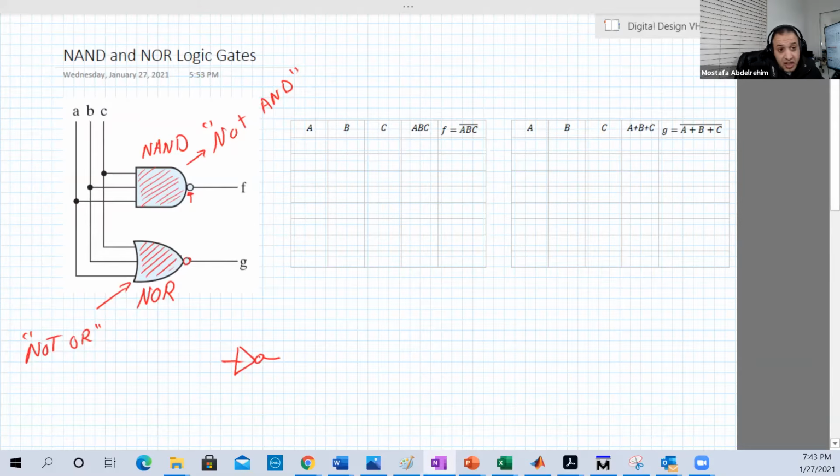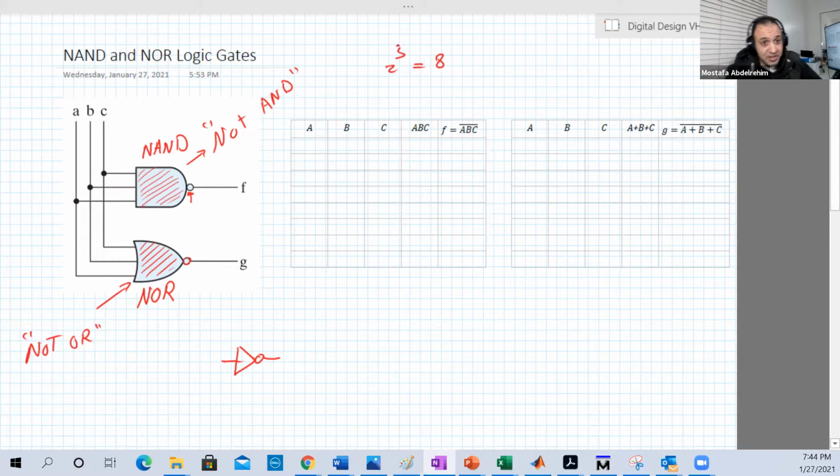Okay, so let's do the truth table together. It's very simple, and I want to teach you here how to fill out the truth table. You have here 3 inputs, A, B, and C. Each input has 2 distinct values, 0 or 1, because it's a binary variable. And you have 3 inputs, so you have 8 possible combinations, 2 to the power of 3, which is 8.